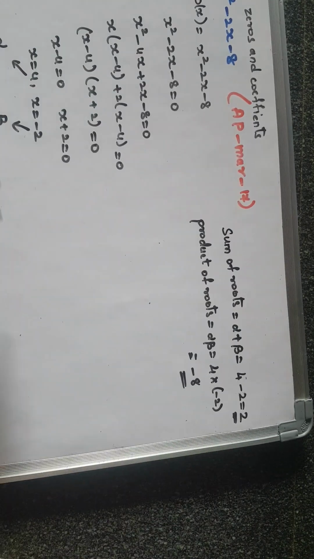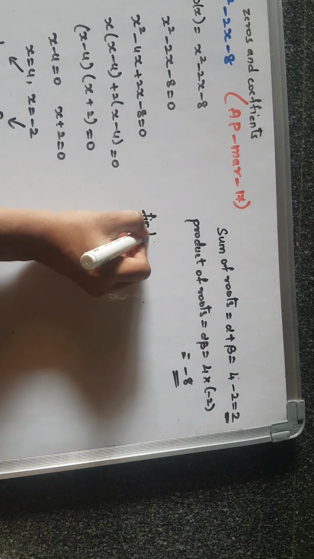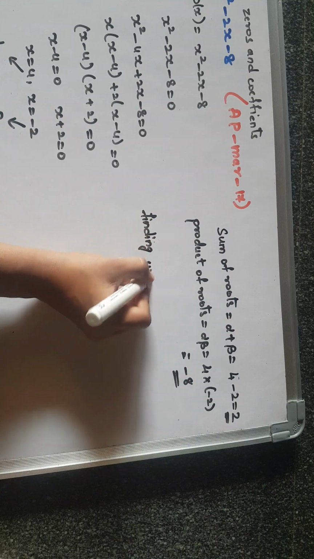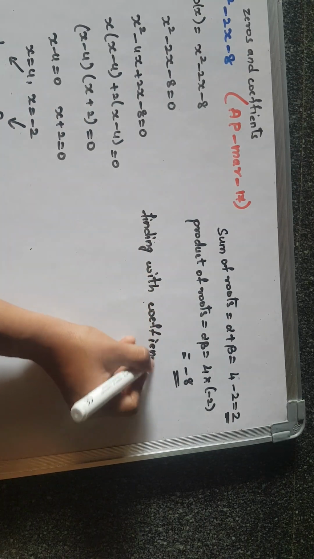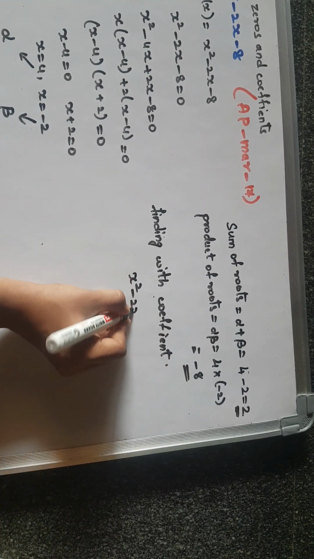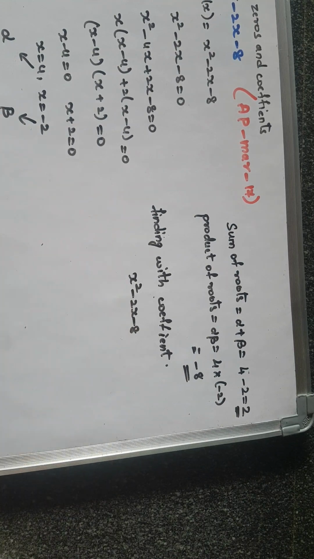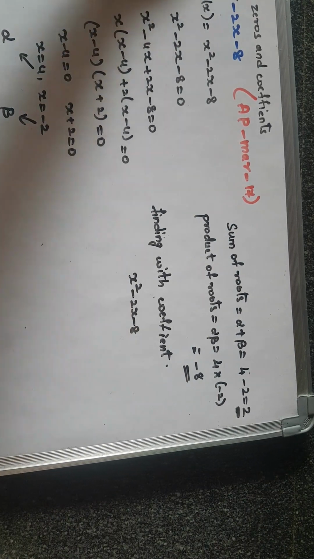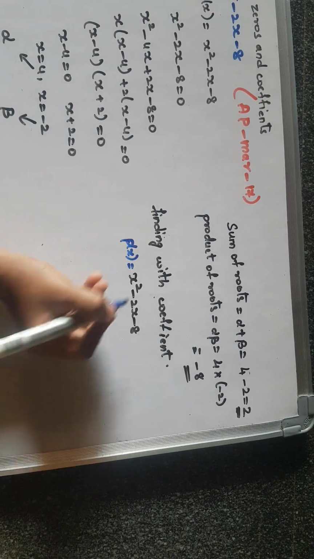Now comes the next part, finding with coefficients. Finding the sum and product with coefficients. What is the equation given? x square minus 2x minus 8. This is the polynomial given, P of x.